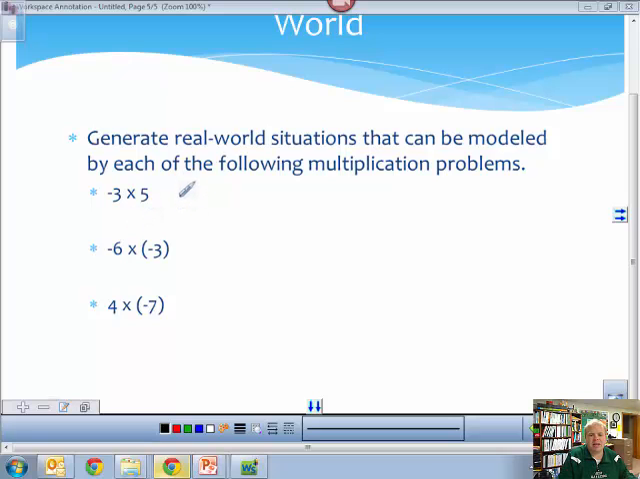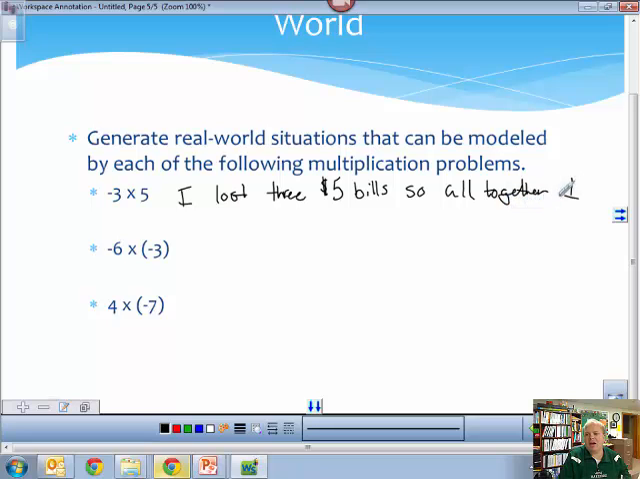So if I look at negative 3 times positive 5, I can say that I lost 3 $5 bills. So altogether, I lost $15. That would be a real world situation where somehow 3 $5 bills fell out of my wallet, and so altogether I lost $15 completely.